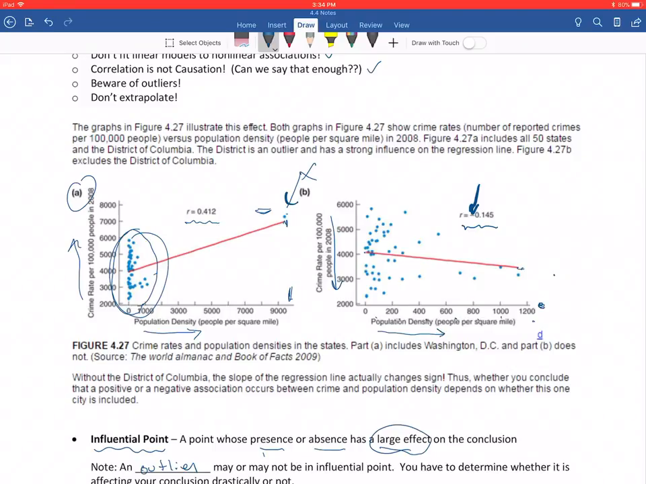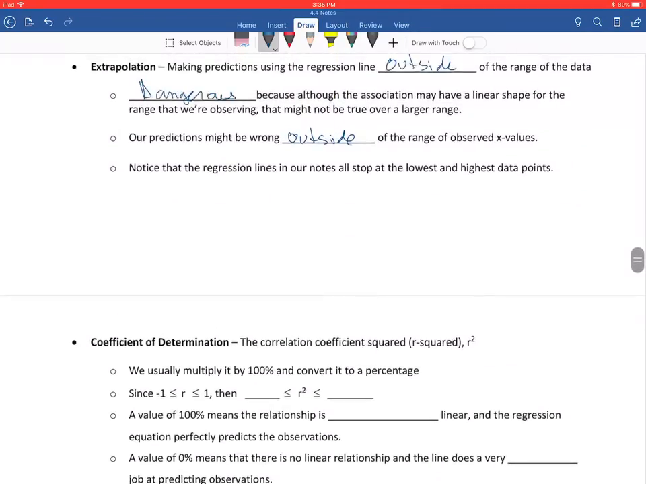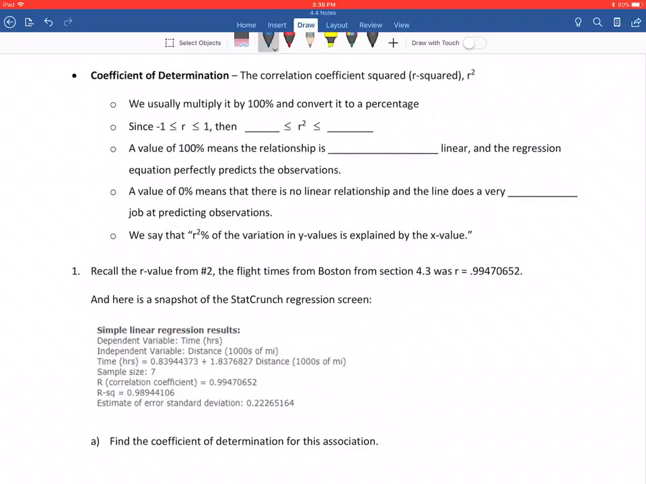We don't put the arrows on the ends because out here I have no idea what's happening. This might continue in this fashion. It might do this. It might do this. I have absolutely no idea what's going on out here. So when you make predictions way out here, outside of the data that you know, that's called extrapolating, and that is dangerous. Okay, so that's why we don't do extrapolation.